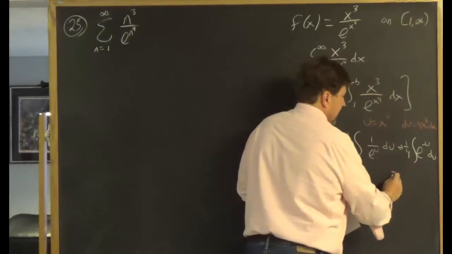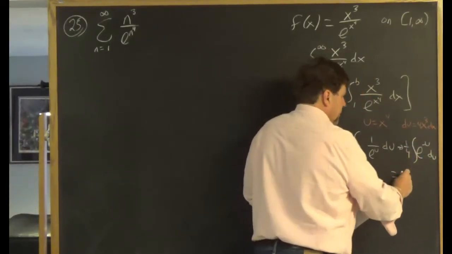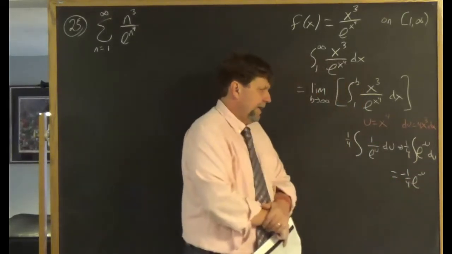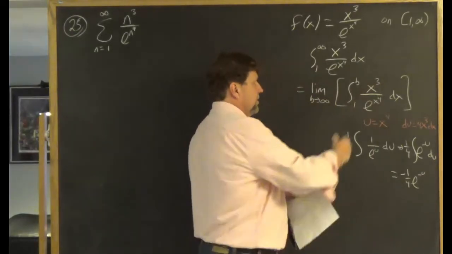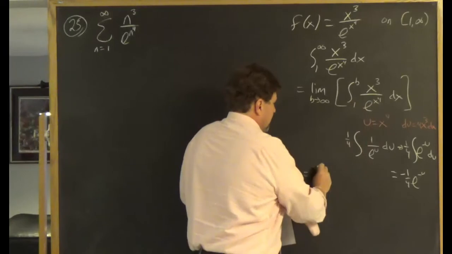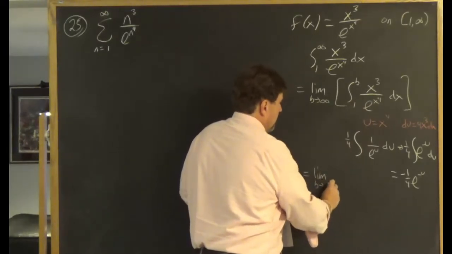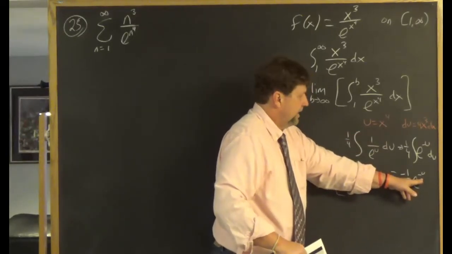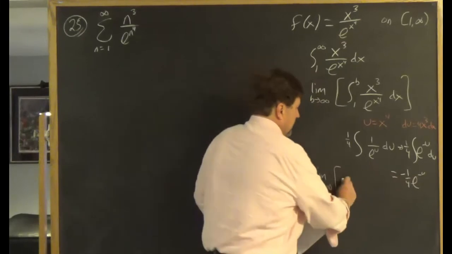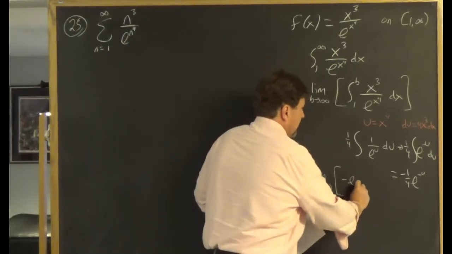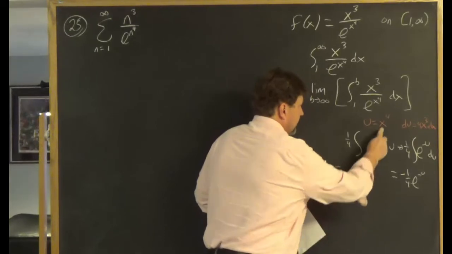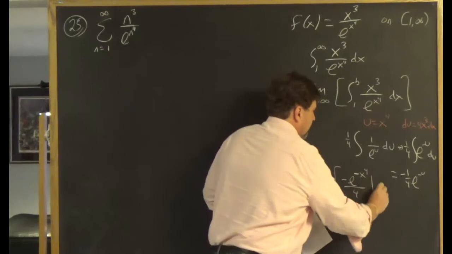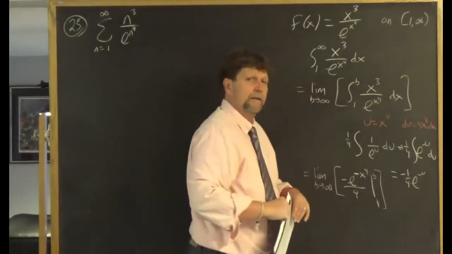That is easy to integrate. The antiderivative of e to the negative u gives us a negative 1/4 e to the negative u. So this was easy to integrate. Since I have my antiderivative, let me resubstitute to get negative e to the negative x to the fourth over 4. Evaluate that from 1 to b.